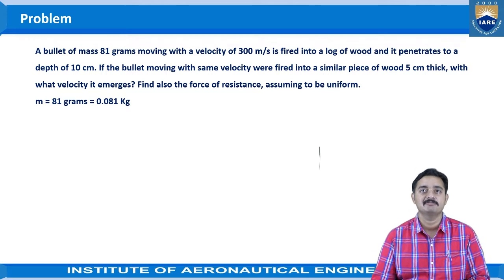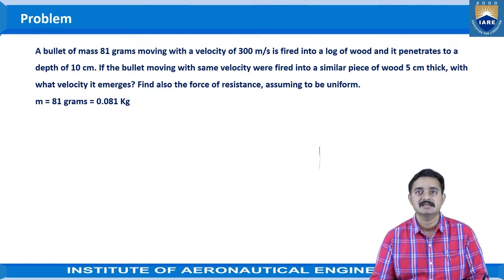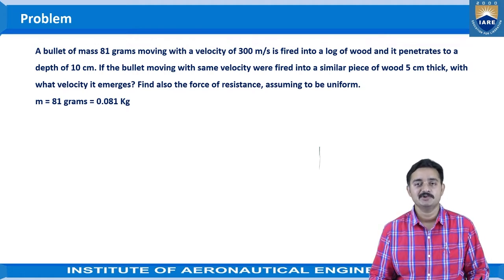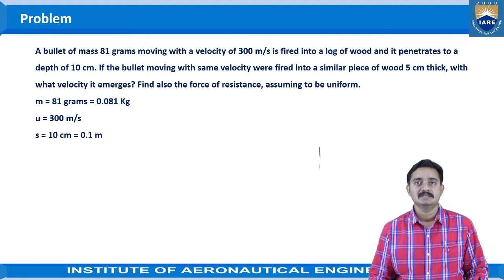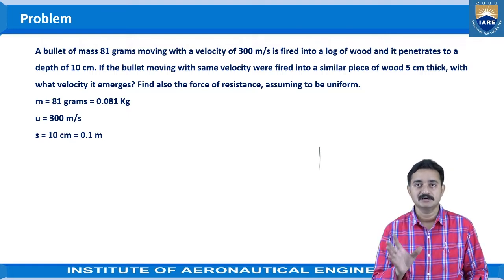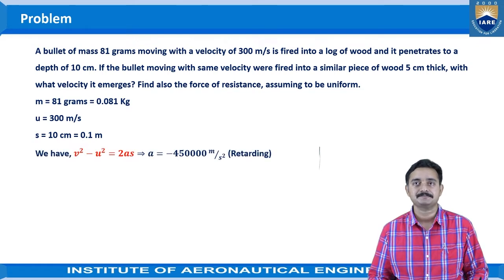The given mass of the bullet is 81 grams. That means it has a mass of 0.081 kg. And the initial velocity with which the bullet is moving is 300 meters per second. We can consider it as u. Then the distance to which the bullet can travel in the whole big log of wood is given as 10 centimeters, that is 0.1 meters.